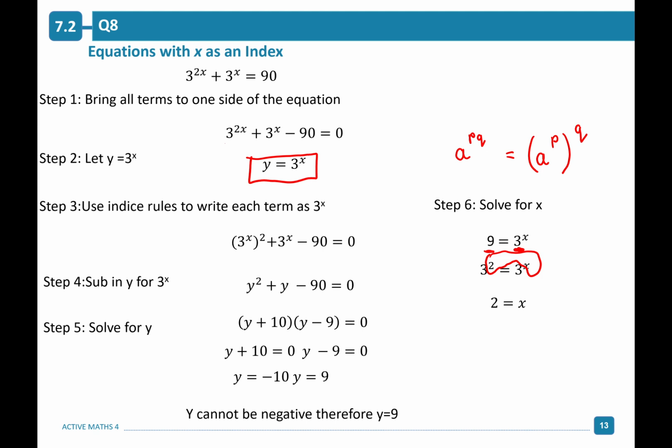Okay, and all of these questions are the same. What you're going to do is write them as a quadratic equation and solve for it. Okay, let's try another one.